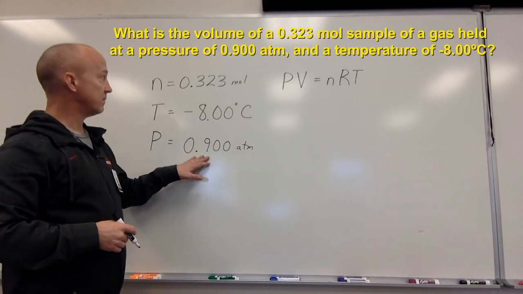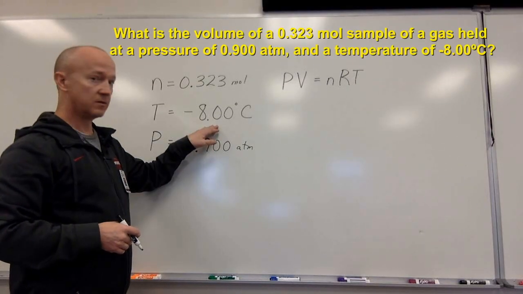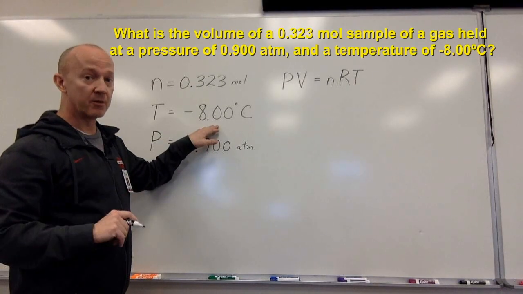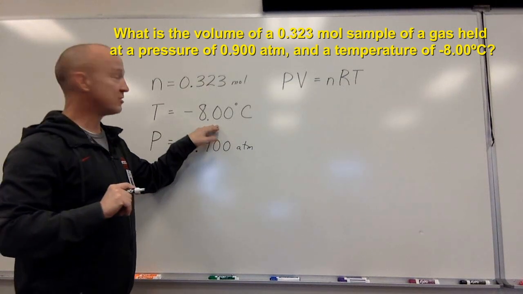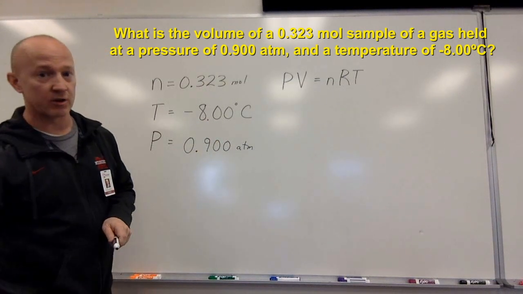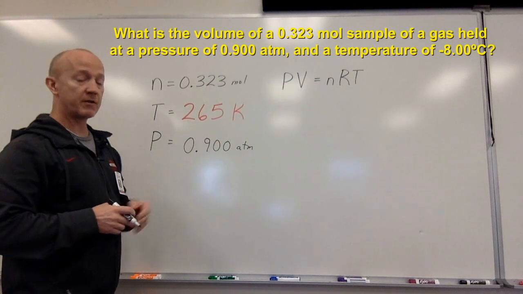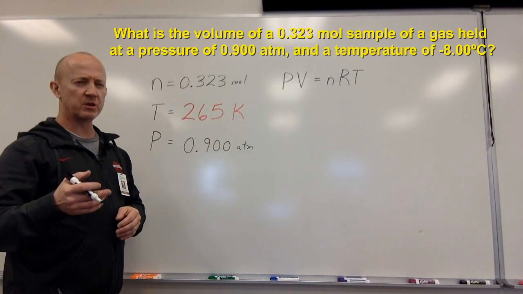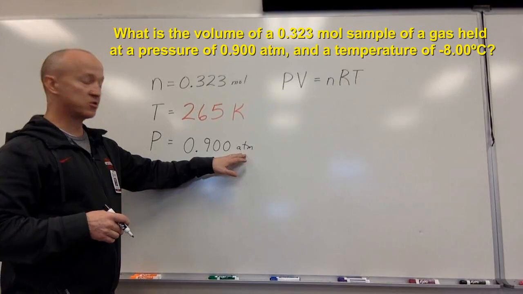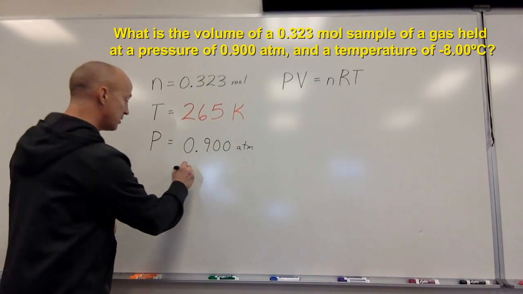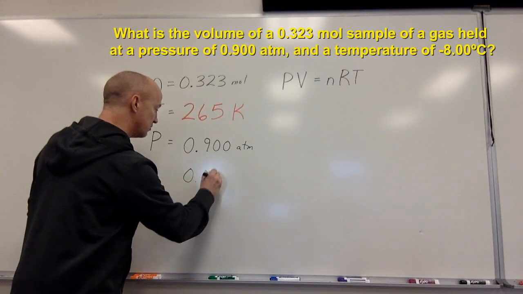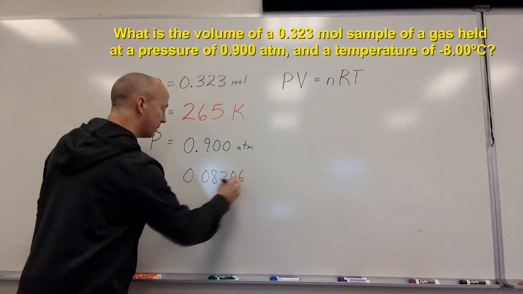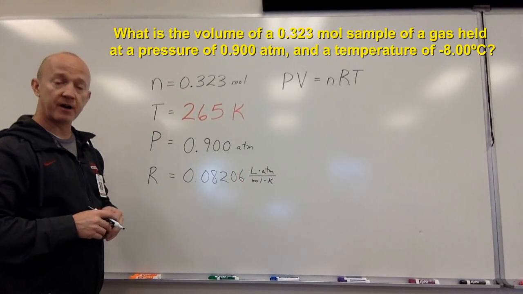We have pressure, we have the temperature, or do we? Remember, Kelvin, right? So let's go ahead and change this so that we have the correct temperature. There we go. We have our correct temperature, so now all we need is R. Which R do we use? Well, in this case, we're using atmospheres, so we'll use 0.08206 for our value of R. Now we have the variables that we need to find volume.